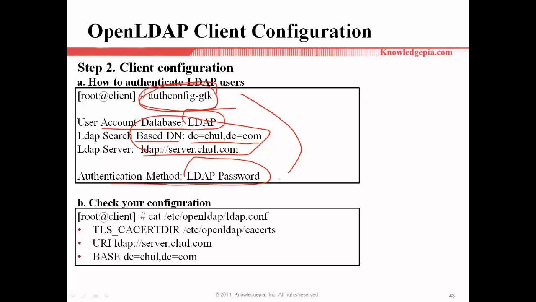If you select these items here, where are they normally saved? Here: /etc/openldap/ldap.conf. So in this file, please check these 2 lines, the URI for LDAP and the base DC.